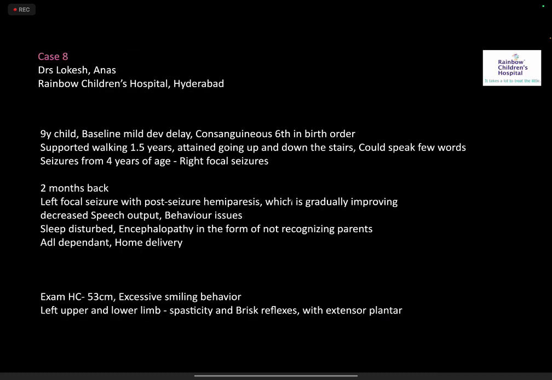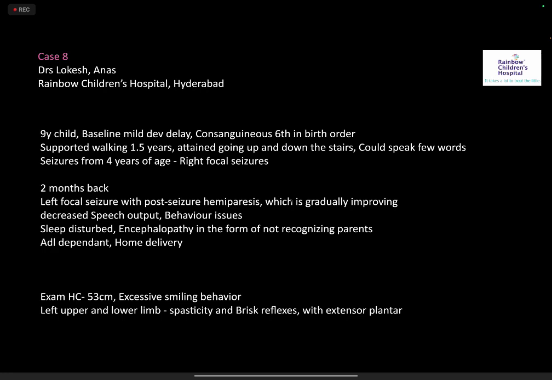Okay, Anas, what do you have? A 9-year-old boy, born to consanguineous parents, 6th in birth order. He had baseline mild developmental delay. He attained supported walking by 1.5 years of age, and he spoke a few words. That is baseline. Premorbidly, he could go up and down the stairs independently. He has had focal seizures from 4 years of age, which were well controlled.